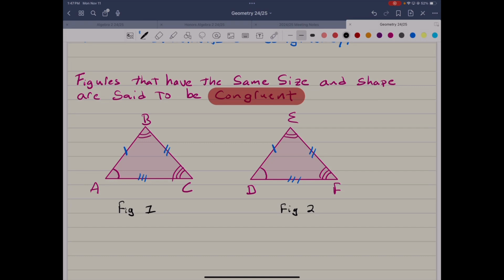Okay, we also remember we indicate sides with tick marks. So AB has one tick mark, as does DE. EF has two tick marks, meaning it's congruent to BC because it has two tick marks. And then AC has 3 and DF has 3. Okay, so we say that they're congruent to each other.